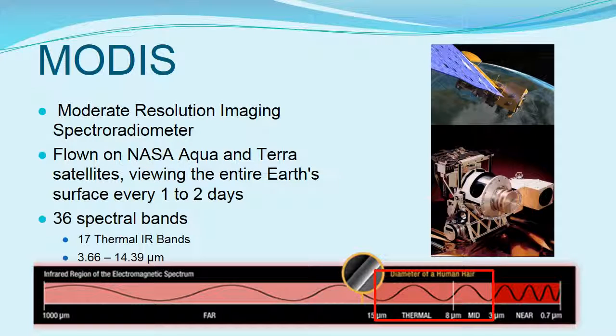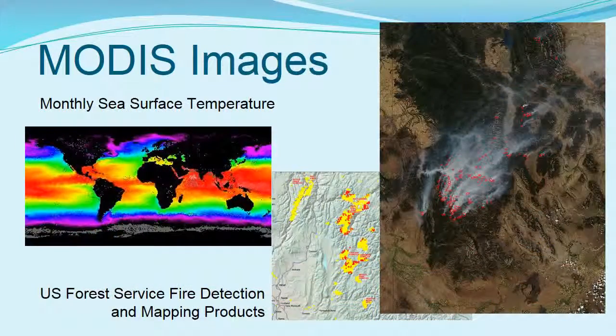NASA's MODIS, or Moderate Resolution Imaging Spectroradiometer, covers wavelengths across the entire thermal infrared spectrum, making it useful for both fire detection and for analyzing properties of objects in less extreme temperature ranges. NASA develops monthly sea surface temperature products using MODIS thermal bands. The U.S. Forest Service uses MODIS to detect active fires, issuing GIS-ready fire detection data.